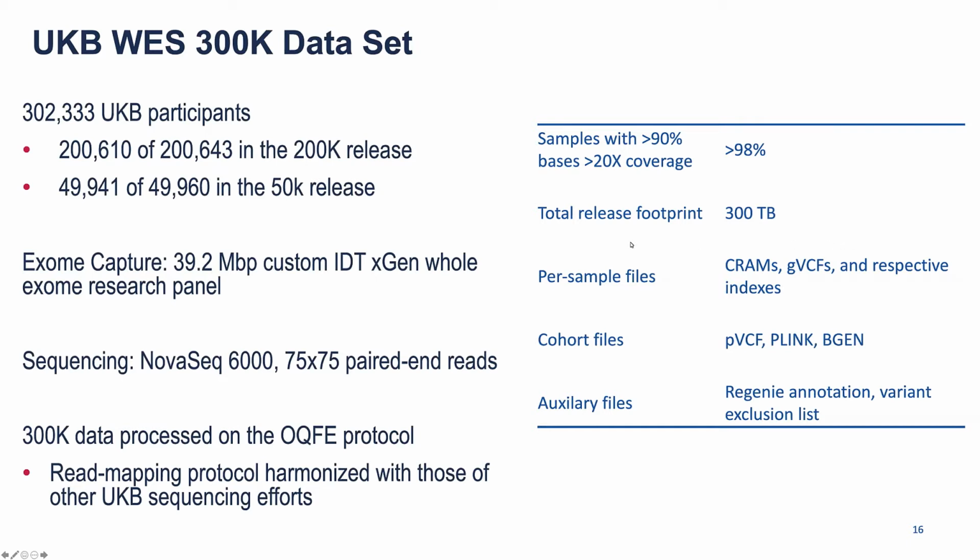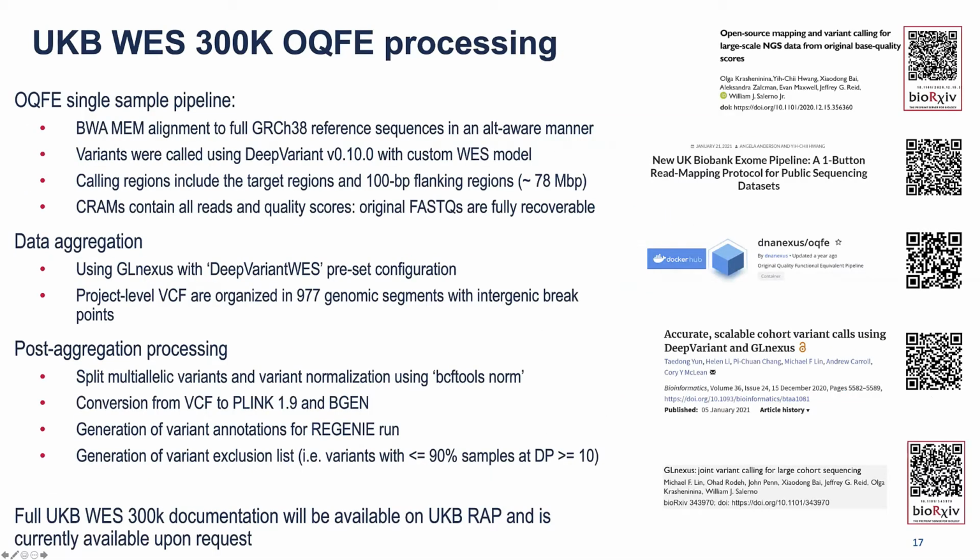If you can go to the next slide. So I'm not going to go through this in a ton of detail because everyone can read and scan those links to all of the documentation. But our OQFE processing pipeline is something that we developed for UK Biobank. It was applied to the 200K data and it will be applied to the 450K data. It's using the GRCh38 reference in an all-to-all manner. There's a couple other details there about how we do our variant calling.